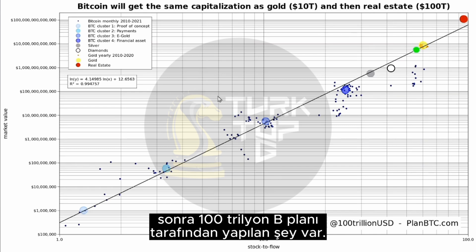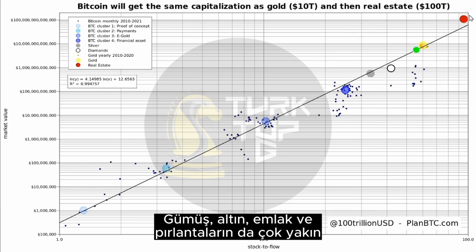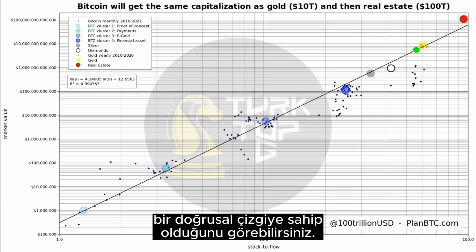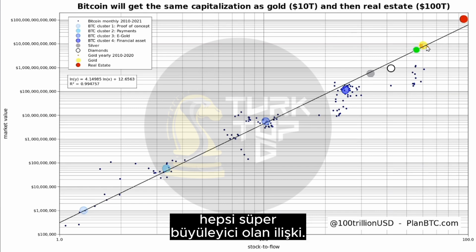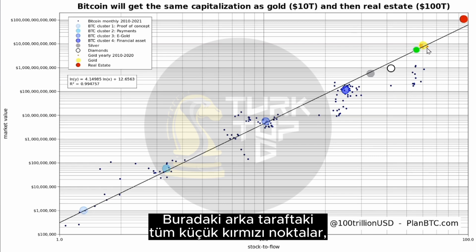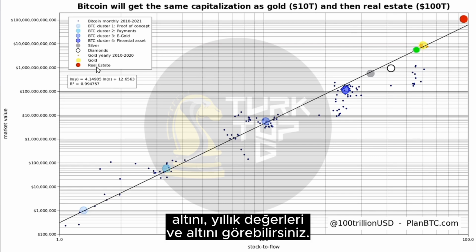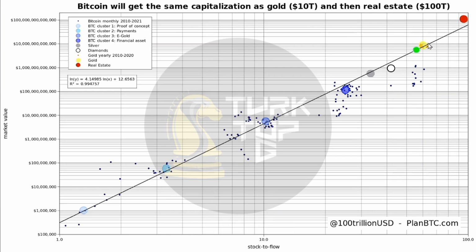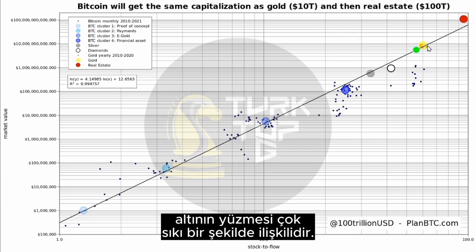And in this one as well, which was done a year or so later by 100 trillion Plan B, you can see that silver, gold, real estate, and diamonds also have a very close linear relationship, which is just all super fascinating. And all the little red dots in the back here, you can see gold yearly values and the gold cluster very tightly grouped over here, which is a fantastic example of that relationship between the gold market value and the stock to flow of gold being very tightly correlated.